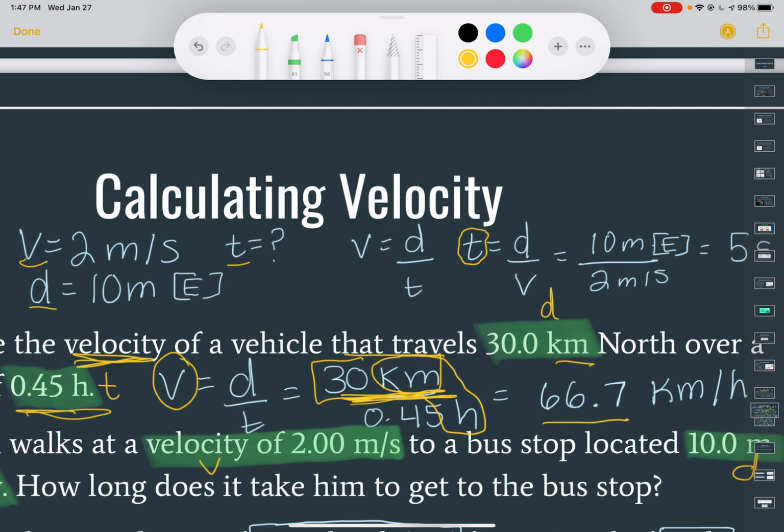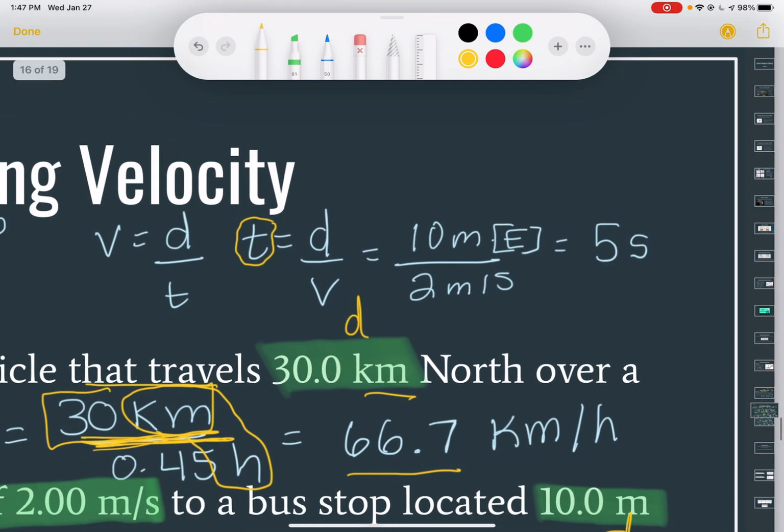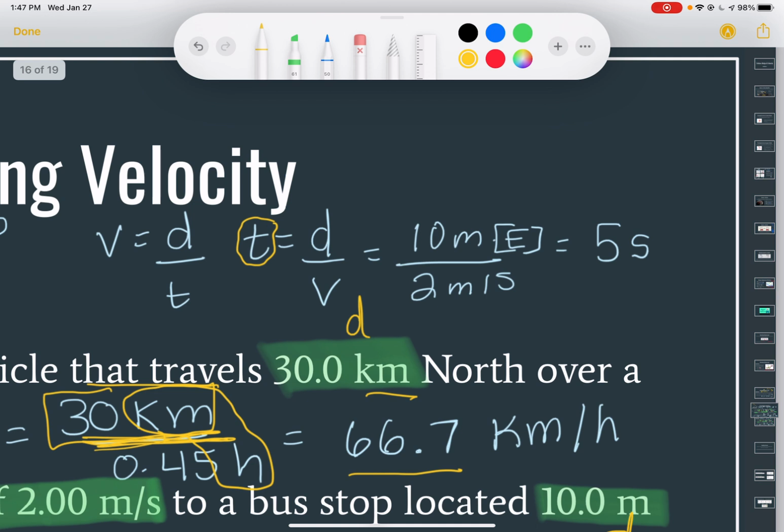So if we're looking for time, it's equal to distance divided by velocity. So we take our distance and divide it by velocity. Our distance is 10 meters east divided by our velocity, which is 2 meters per second. 10 divided by 2 gives us 5. We're looking for a time here, so it is measured in seconds.